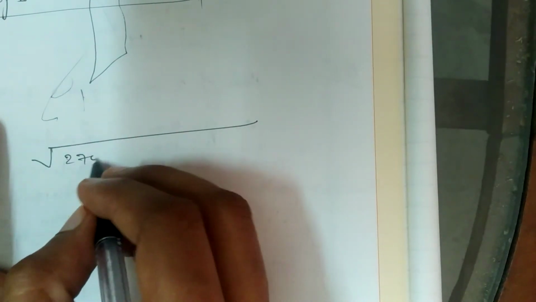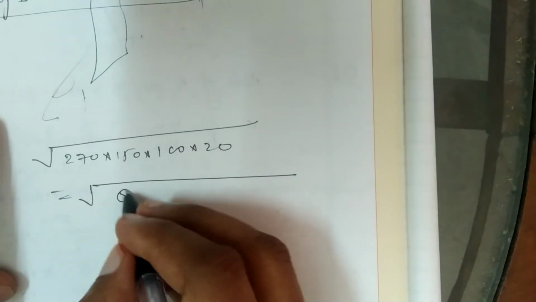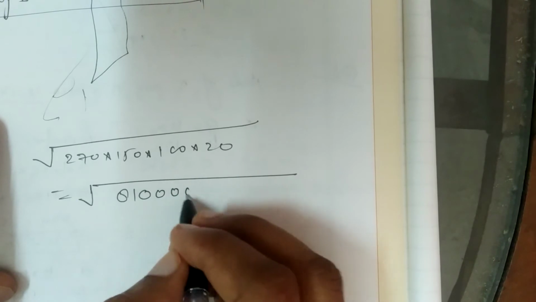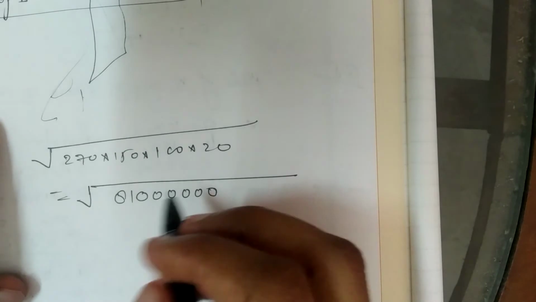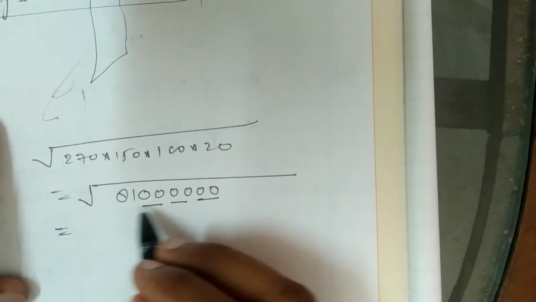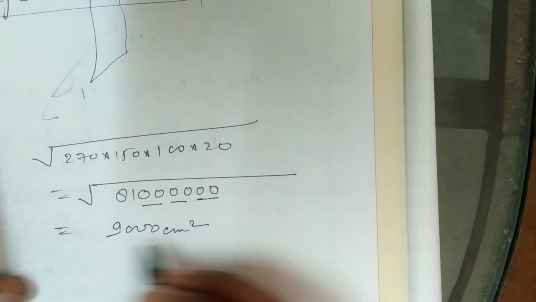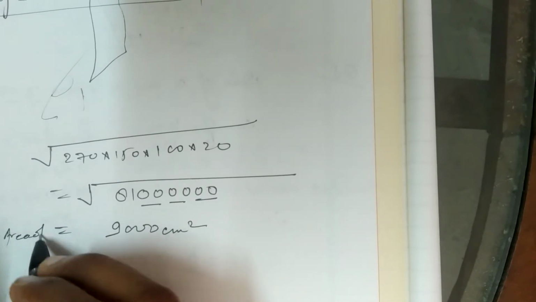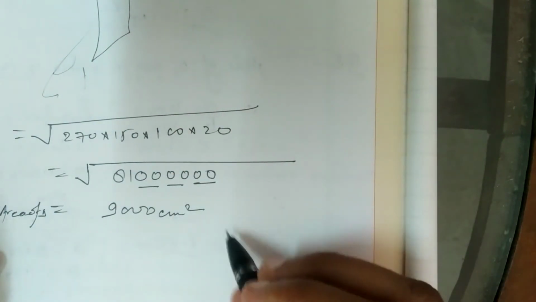Write 270 into 150 into 100 into 20. You just multiply all the numbers, you will get 81 and 60. Fine. So this is your product of these numbers. Now find the square root of these numbers. Square root of these numbers is 9000, and this is in centimeter square. So area of triangle is 9000 centimeter square. This is your answer.